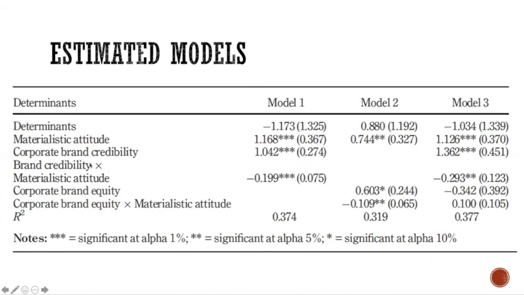The interaction of brand credibility times materialistic attitude influencing the intention to donate to charity happens in model 1 and model 3. Corporate brand equity is significant in model 2. So among the three, the most significant results occur in model 3. The highest R square happens in model 3, but we cannot say that model 3 is best because the variables we use are different. So we just compare.